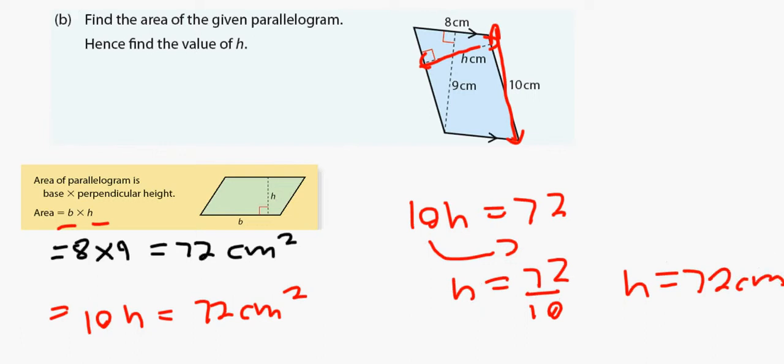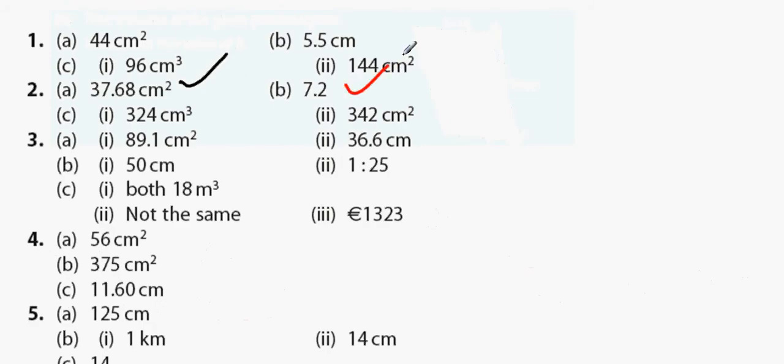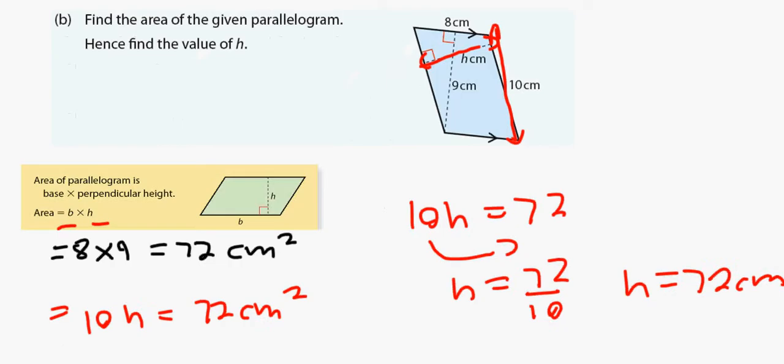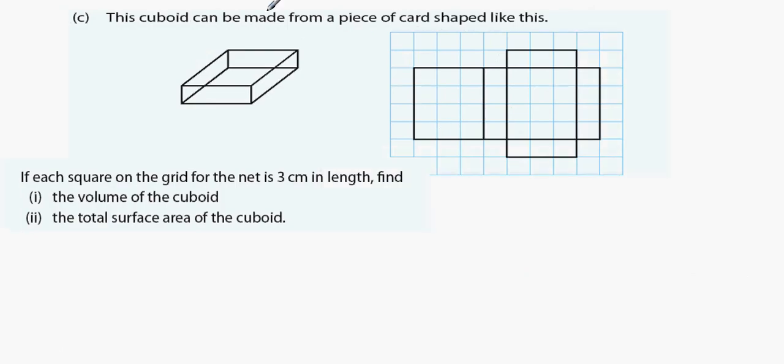Okay, and 7.2 centimeters it is. Okay, next one. The cuboid can be made from a following piece of card shaped like this. So when we fold this over, we can turn it into this cuboid as shown. So that's what happens when we fold it over. Now find the volume of the cuboid.